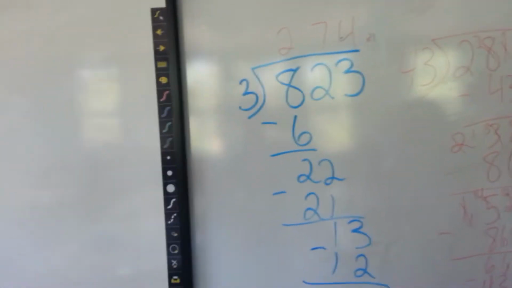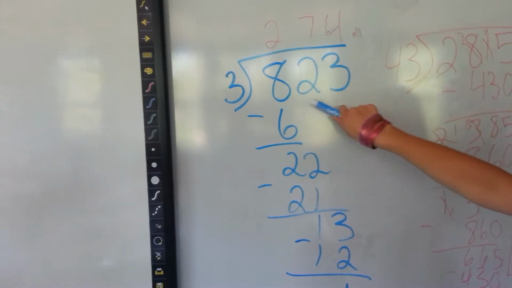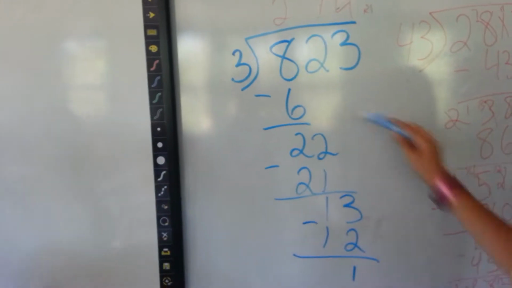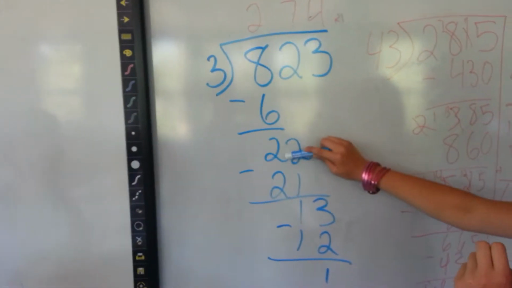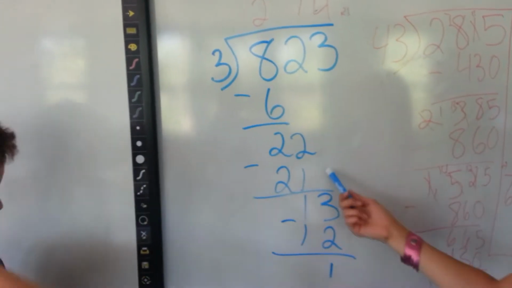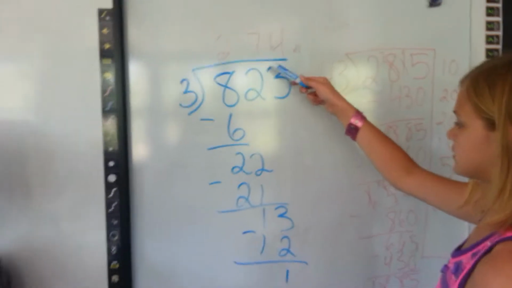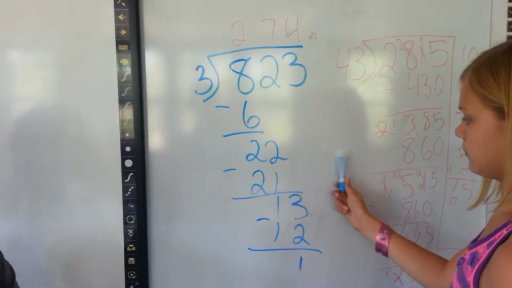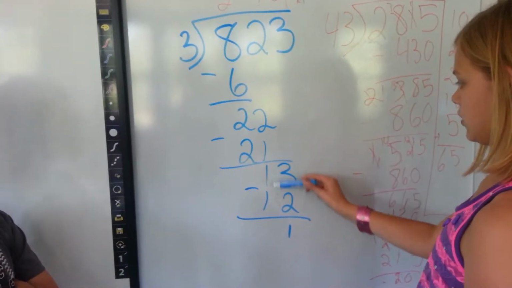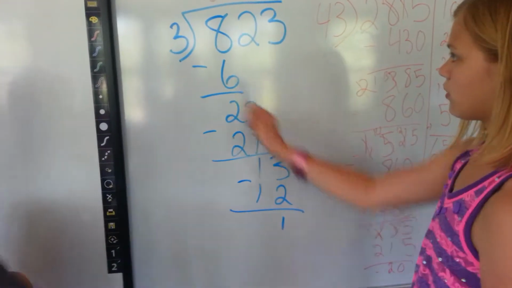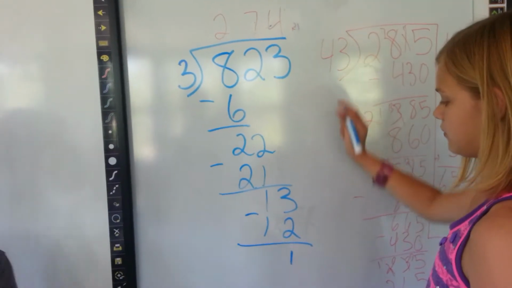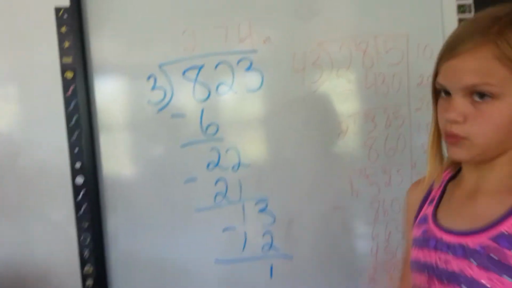You're right. Go. So I did 823 divided by 3. 3 goes into 8 2 times. 6. 8 minus 6, 2. Then you bring down a 2. 3 goes into 22 7 times. Then it would be 21. 2 minus 1 would be 1. Bring down the 3 again. 3 goes into 13 4 times. And I got 12 and remainder 1.